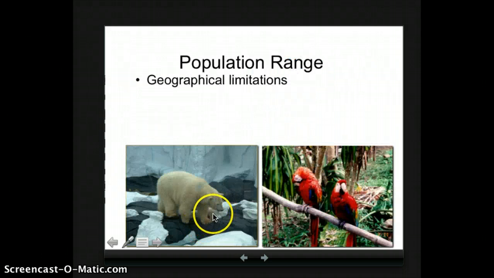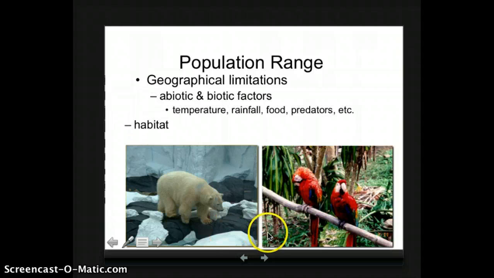Now, within talking about density, dispersion, and demographics, we can also talk about geographical limitations to that population, and they're due to these abiotic and biotic factors. So you're not going to see an organism or a species such as a polar bear be able to really survive outside of its habitat, such as in the rainforest. That population is not going to do well because of the difference in abiotic and biotic factors.